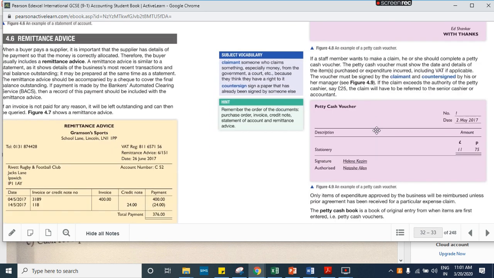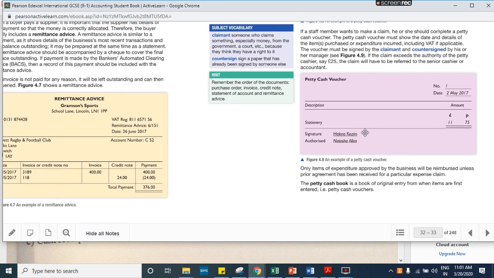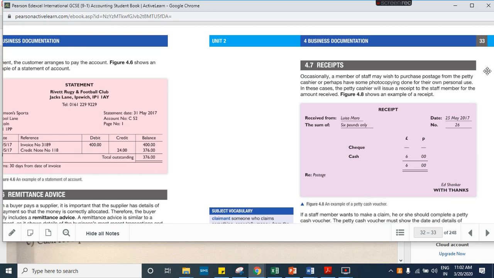Moving to next is a petty cash voucher. For any small expenses which has incurred, the petty cashier is supposed to write a petty cash voucher, and this is how it looks like. Now you had revised all the business documents till page number 33, and one more which is not in your textbook is the debit note. Debit note is a document which is sent during purchases returns, which we send it back to the supplier, credit supplier.